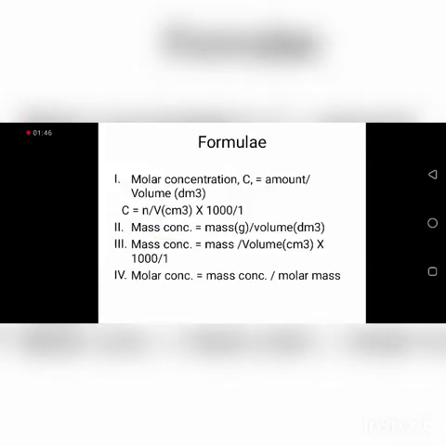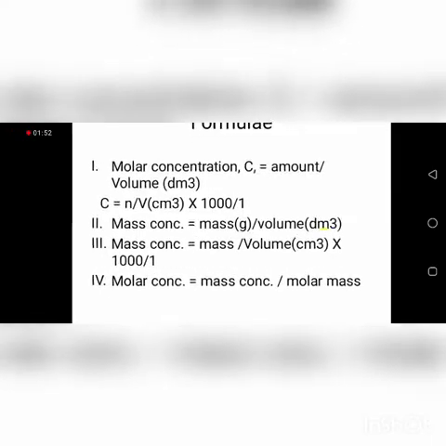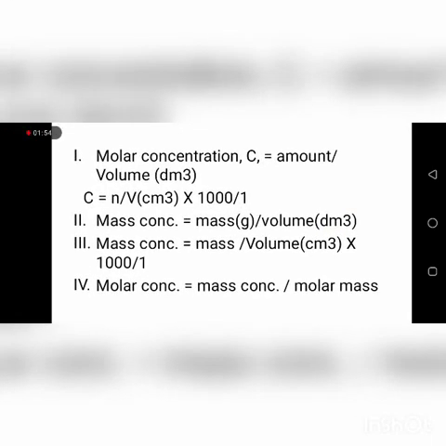So now, what are the formulae? What are the formulae that you must put at the back of your mind before you go into this calculation? The first important calculation is how to know our formula for molar concentration. Molar concentration is equal to number of moles over volume in dm³, provided the volume is given in dm³. But if the volume is given in cm³, that means molar concentration will be equal to number of moles over volume in cm³, times 1000 over 1.